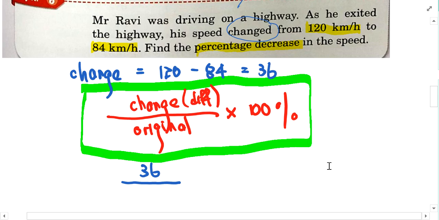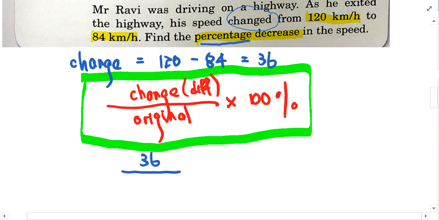Okay, let me recap. We found the change. Big number minus small number will be 120 minus 84. So your change was 36. But using the formula that I wrote down, all right, in general, whatever increase or decrease, you need to divide by the original number. Once you have a fraction, then you multiply by 100% to get your percentage, because that is what we need to find, percentage.